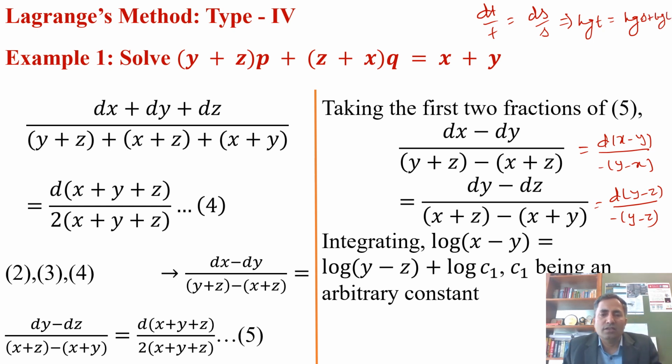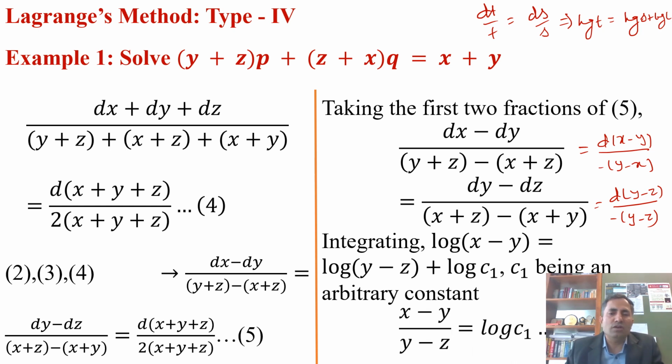The same way, by reverting, t is equals to x minus y we have kept here, and s that we have kept here, y minus z. Now you can simplify this. So it is x minus y upon y minus z is equals to c1, not log c1. So here we have used the property log of m minus log of n is equals to log of m by n. So for the beginners, you can understand.